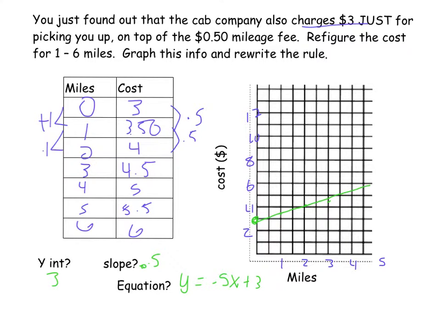Okay, so let's examine this one. So I filled out at 0 it was $3, and then I went up 0.5 every time. So my table is filled. And then from the table to the graph, I could just plot the points. So I did. At 0 it was 3, at 1 it was 3.5, so in between. At 2 it was 4, etc., etc.